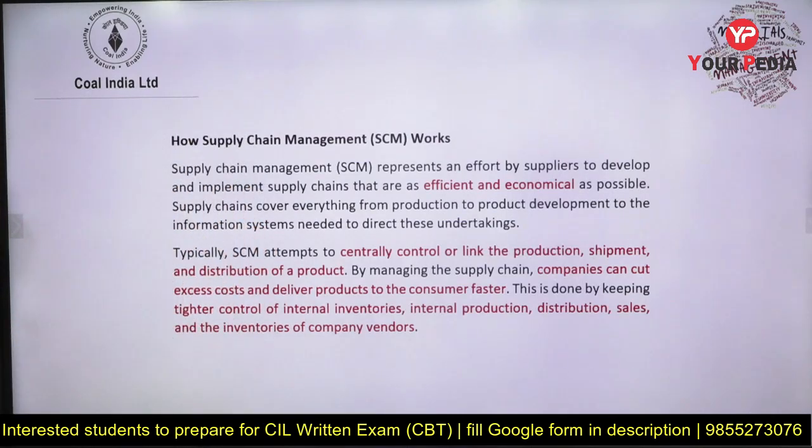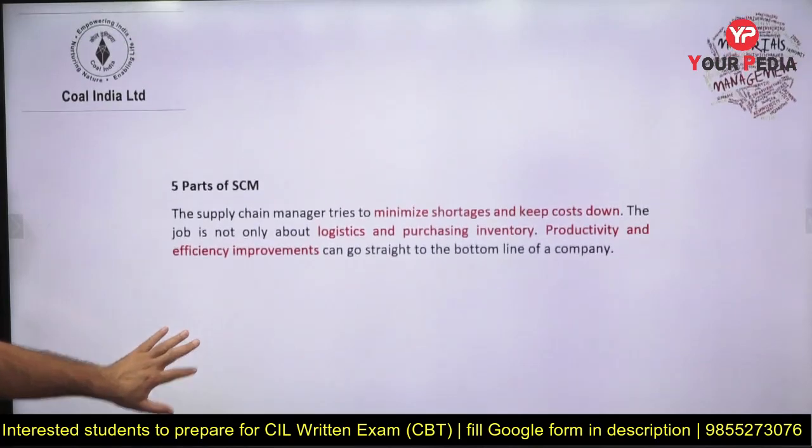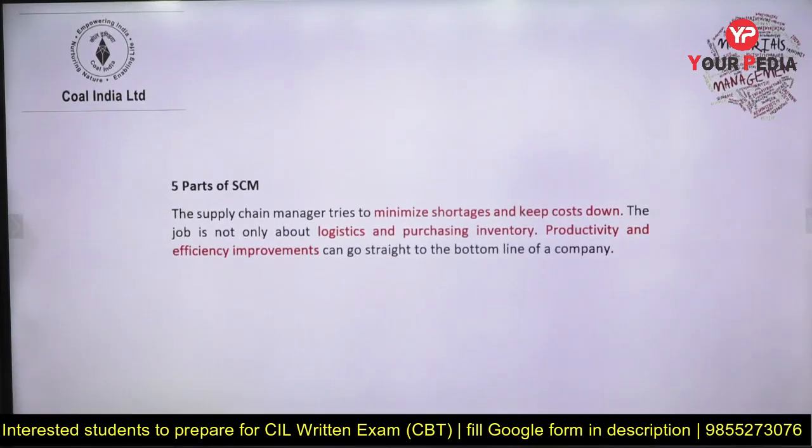Companies can cut their cost and deliver products to the consumer in a faster manner, and tighter control of internal inventories is to be done. Production, distribution, sales, and everything should be done in an efficient manner. That is the objective of the supply chain. That is how it is to be done. What are the 5 parts of supply chain management?